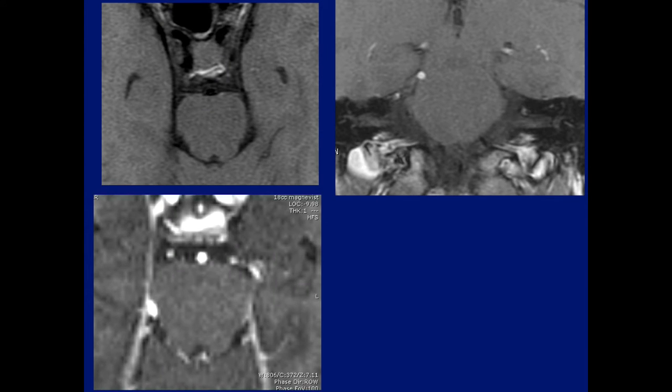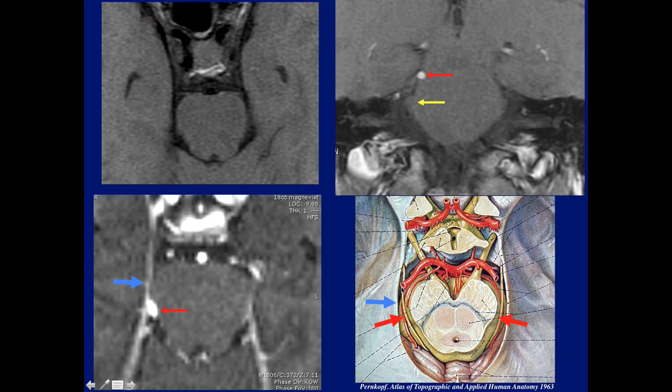Okay, what do we see here? Correct. Eric and Gino mentioned schwannomas, and what we see here is this enhancement. So again, this is in the location of the trochlear nerve.